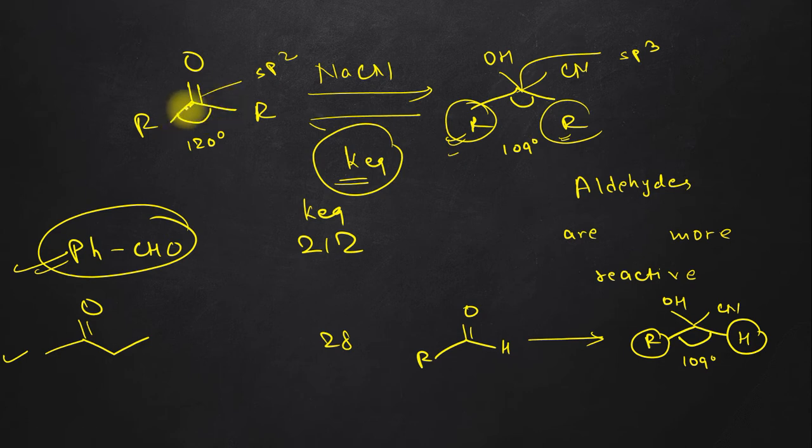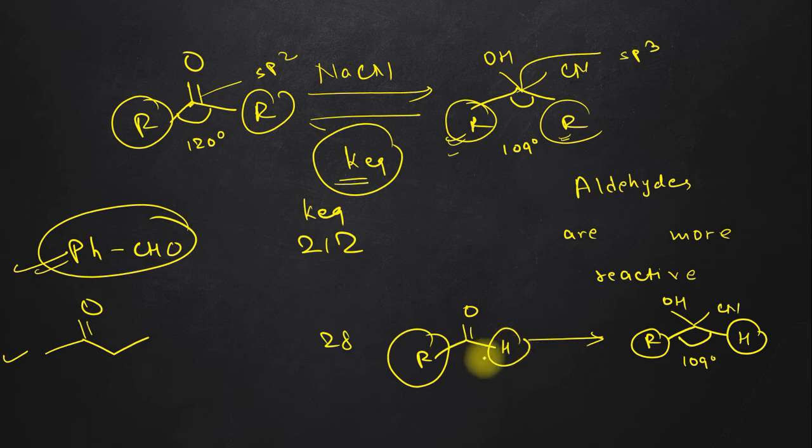So you can see that in case of the ketones, there are two substituents. In case of aldehyde, there is one substituent and there is one hydrogen. So in which case will it be easier for the nucleophile to approach the carbonyl group? In case of an aldehyde, it will be easy for the nucleophile to approach the carbon of the carbonyl group, and hence aldehydes would be more reactive towards the nucleophilic addition reaction.